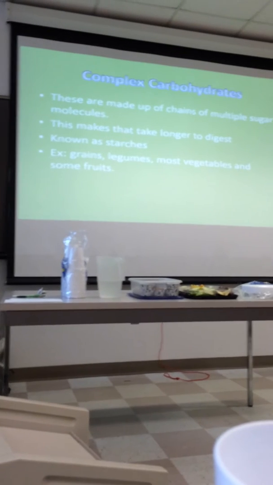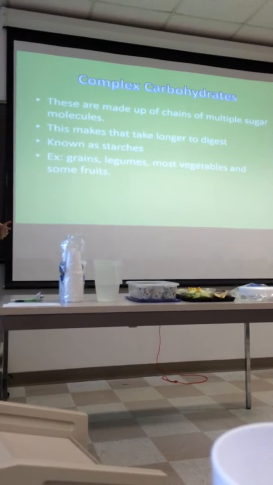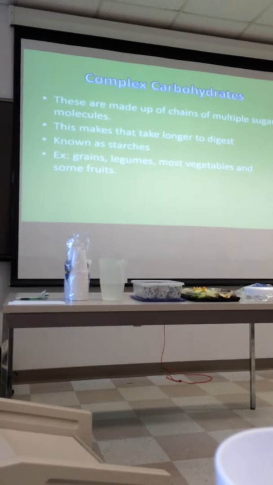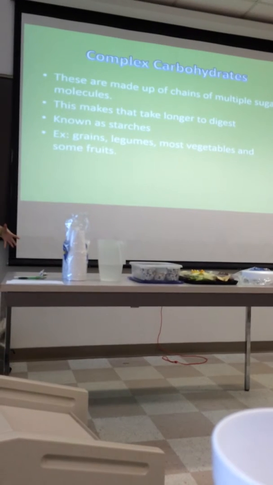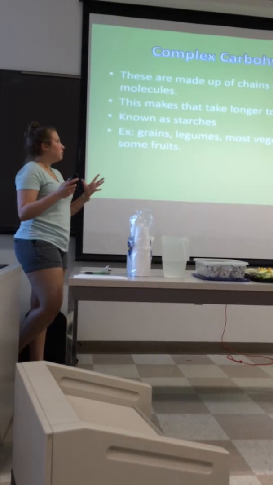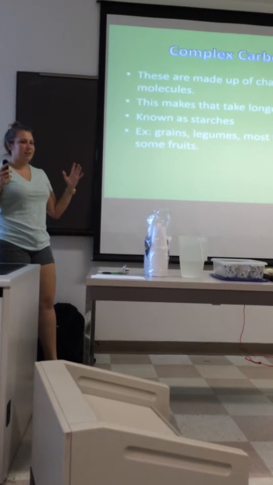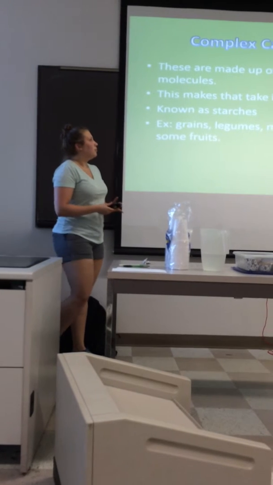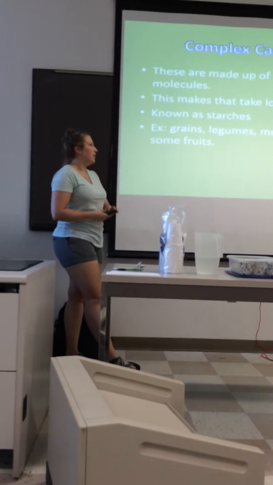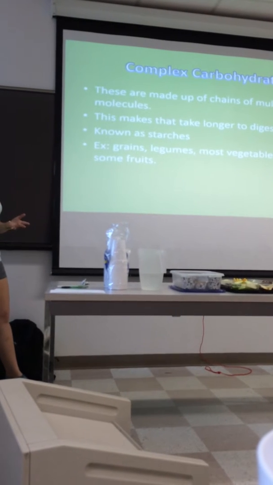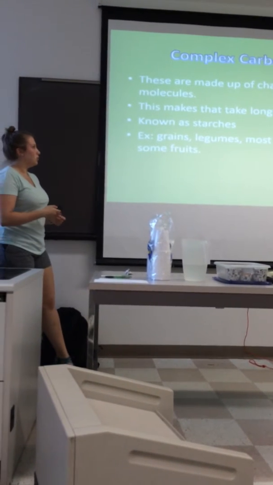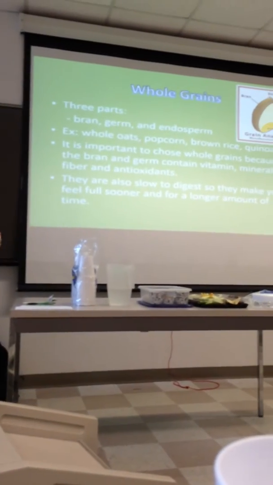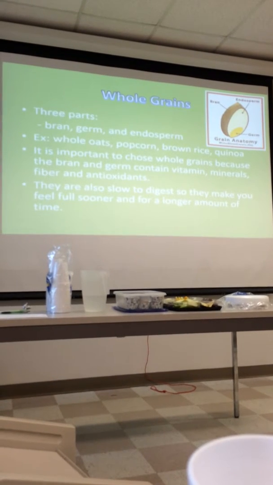Okay, complex carbohydrates. These are made up of multiple chains of sugar, and these take a longer time to digest. So these are the ones we want. These are the ones that are going to give us more energy. They're going to make us feel fuller longer, so we don't eat as much. They're known as starches, and they include grains, legumes like beans, most vegetables, and some fruits. So we want whole grains. We don't want white bread, processed grains. These are not as good for you.